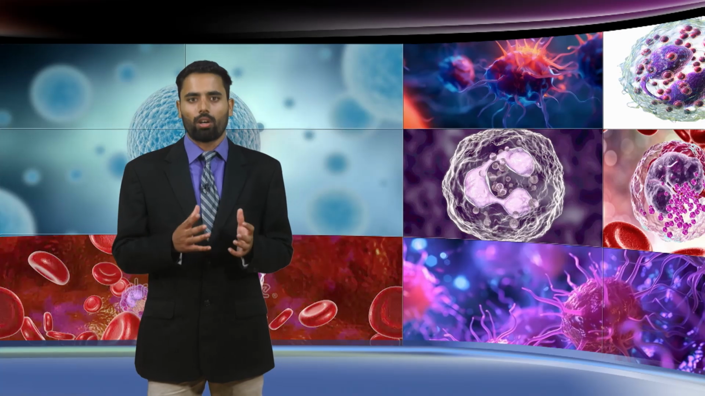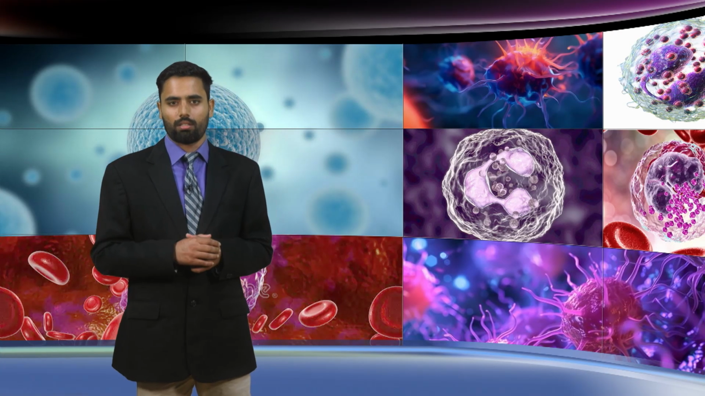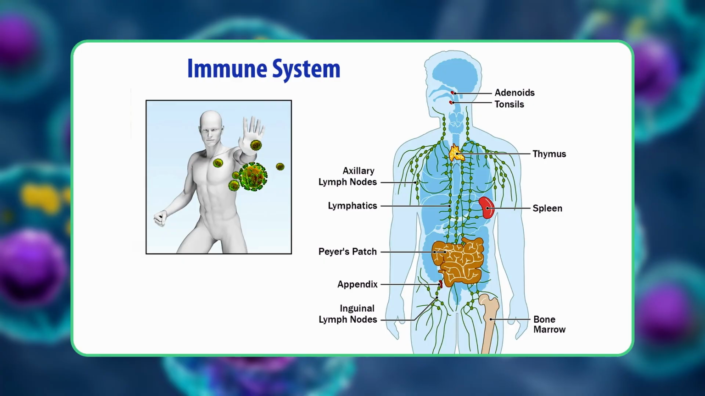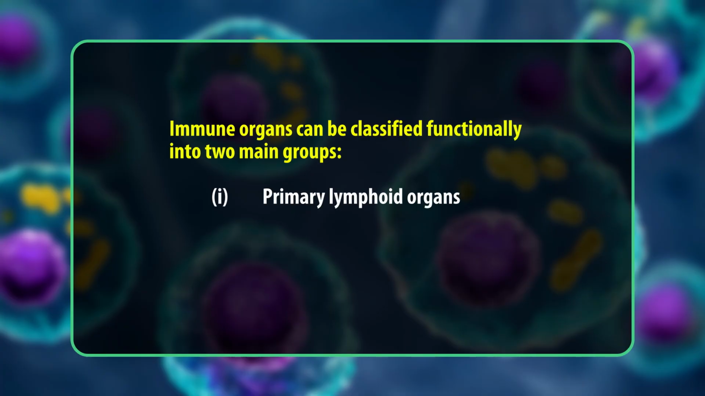The immune system is a complex network of cells and organs that work together to defend our body against infections and diseases. The immune system consists of many organs and tissues that are found throughout the body. These organs can be classified functionally into two main groups. Number 1, primary lymphoid organs. Number 2, secondary lymphoid organs.